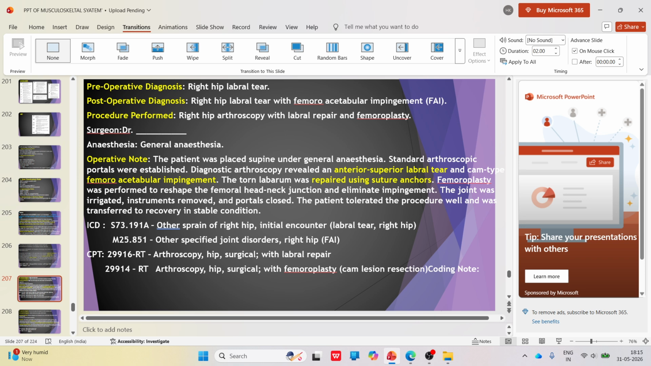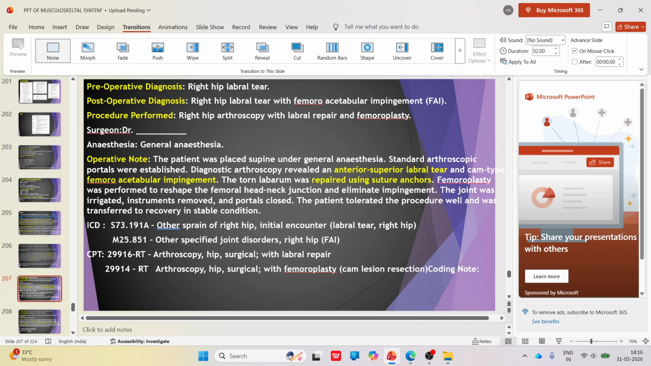So here, as a physician, what is the diagnosis? The diagnosis is labral hip tear with FAI. Okay, and what has the physician done? Here it is a labral repair using sutures. The diagnostic arthroscopy revealed a labral tear and cam type femoroacetabular impingement, and the torn labrum was repaired using suture anchors, and femoroplasty was also done to reshape the femoral head neck junction and eliminate the impingement.